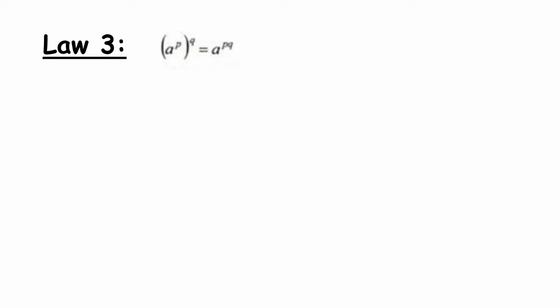Here we have a to the power of p to the power of q. Now it's really important to notice here that there is only one base. Students tend to get law 1 and law 3 confused, and the biggest difference between law 1 and law 3 is that in law 1 we have 2 base numbers, while in law 3 we simply have 1. We just have this a. So it's a to a power to a power. So the rule here is a to the power of p to the power of q is equal to a to the power of pq. Remember, pq is actually p multiplied by q.